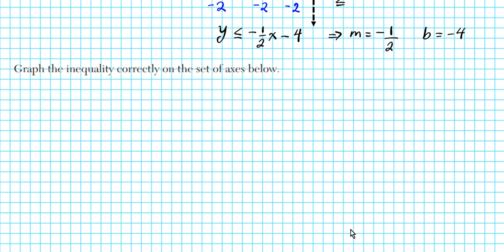Now for the second part of 34, we have to graph the inequality correctly. Okay? So we have y is less than or equal to negative 1/2 x minus 4. So remember your y equals mx plus b equation. We talked about this earlier. Our m, the slope, is going to be negative 1/2. Okay, that means we're going to fall 1 and run 2 starting from our y-intercept of negative 4. Let's go ahead and graph that.